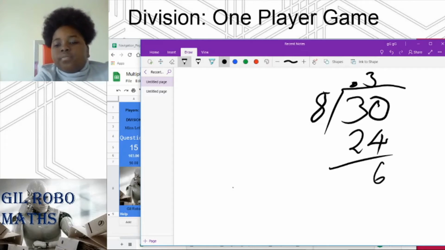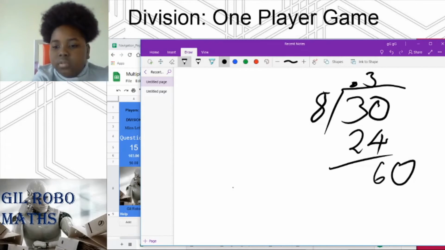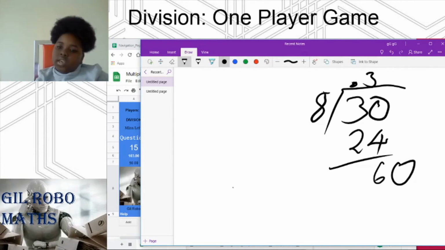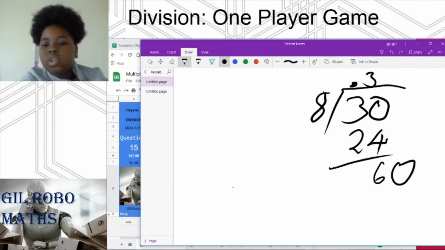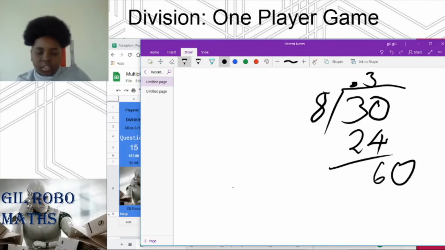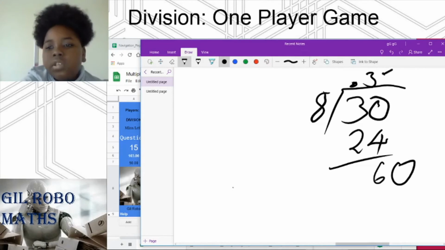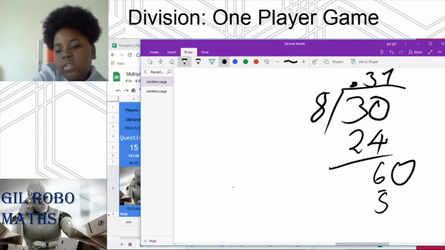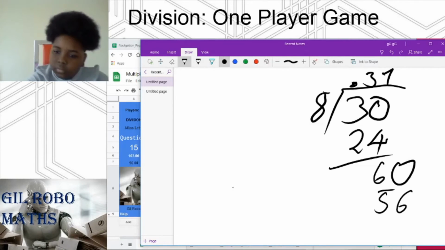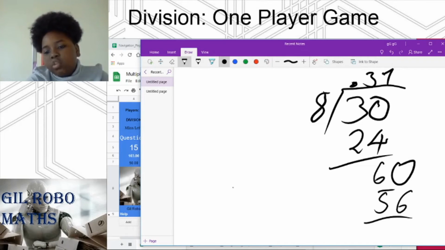30 minus 24 is 6. 8 in 6 can't go. Put a 0, but we don't put a point. 8 in 60. 8 times 1 is 8, 8 times 2 is 16, 8 times 3 is 24, 8 times 4 is 32, 8 times 5 is 40, 8 times 6 is 48, 8 times 7 is 56. So 8 times 7 is the closest. That is 56. Now, let us subtract this. 60 minus 56 is 4.